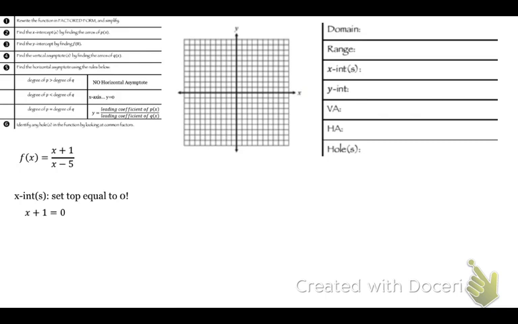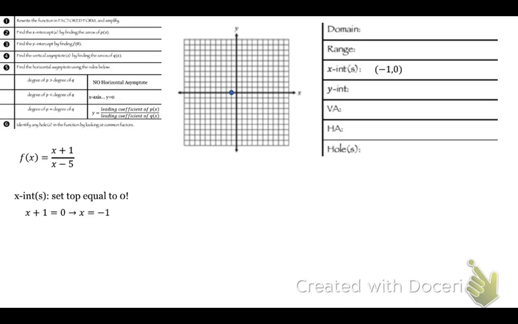Okay? So x plus 1 equals 0. Solve for x, so that's x equals -1, which means my x-intercept is (-1, 0). You have to write that as a point, because an x-intercept is where it crosses the x-axis, it crosses at a point, so it has to be written as a point. So that's going to be right there at (-1, 0).